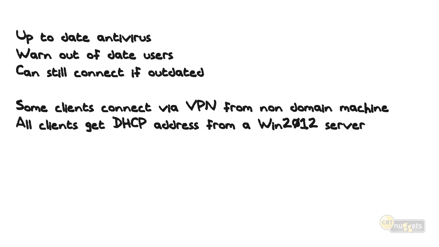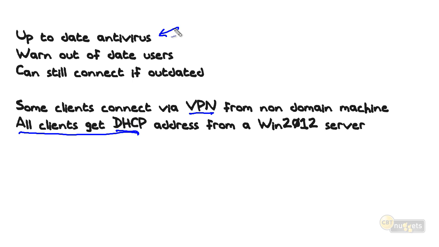Our next scenario is about network access protection. Now let's say that all of your local computers on your network all receive a DHCP address from a Windows Server 2012 DHCP server. You've also got some clients that are connecting via a virtual private network, and they use machines that are not joined to the domain. However, when they connect via VPN, they still get a DHCP address from the same Windows Server 2012 computer. You want to make sure that all of your client computers who are connecting have an up-to-date antivirus. You just want to verify that that's there.